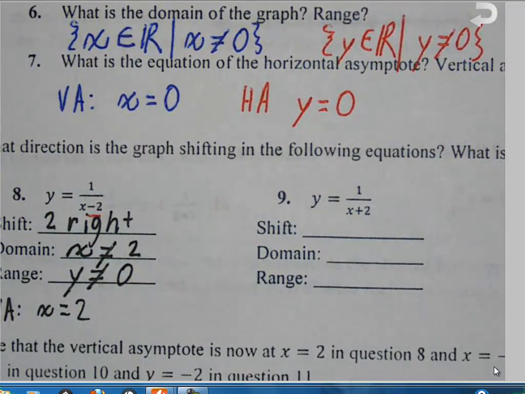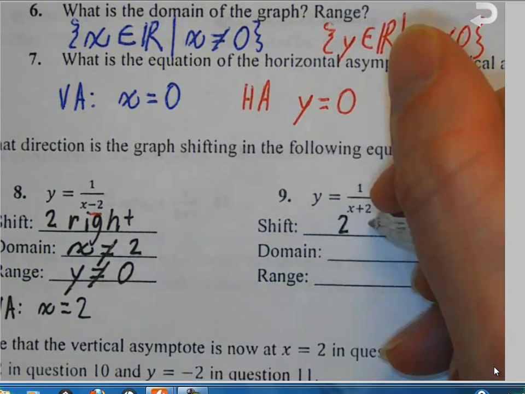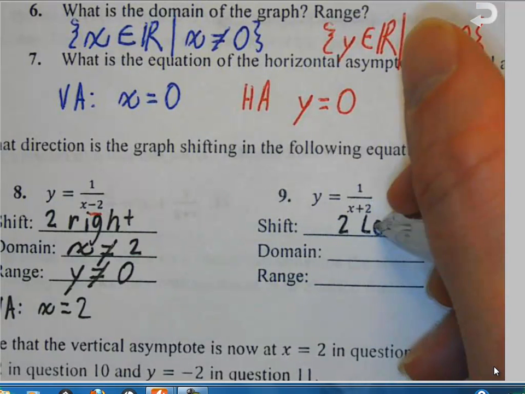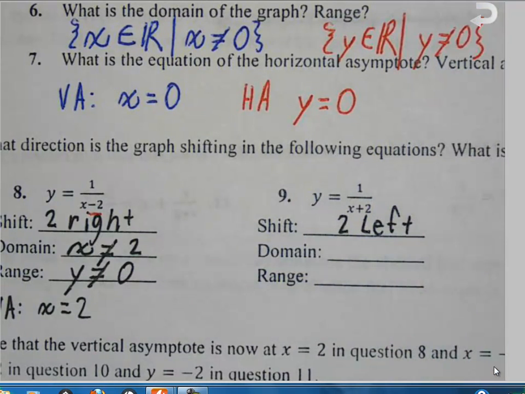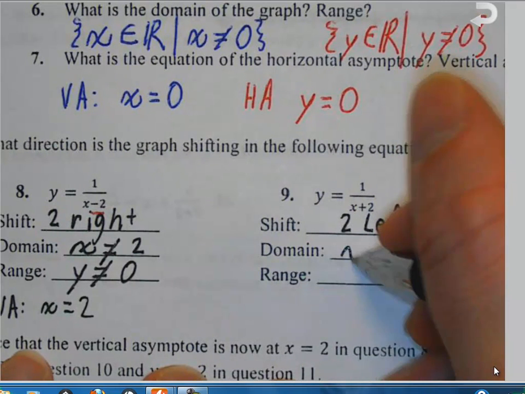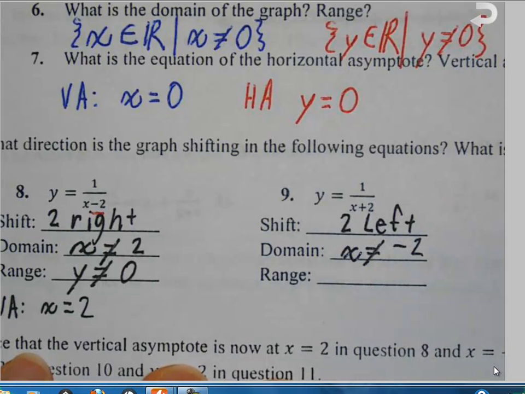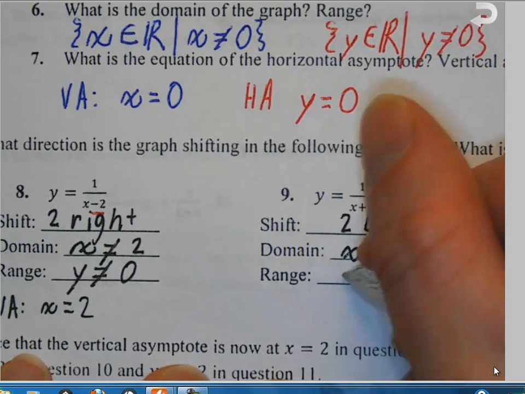Number 9 is very similar, but instead of going 2 units to the right, you go 2 units to the left. So instead of your domain not equaling positive 2, it will not equal negative 2. The range should still be the same because you have not had a vertical shift.